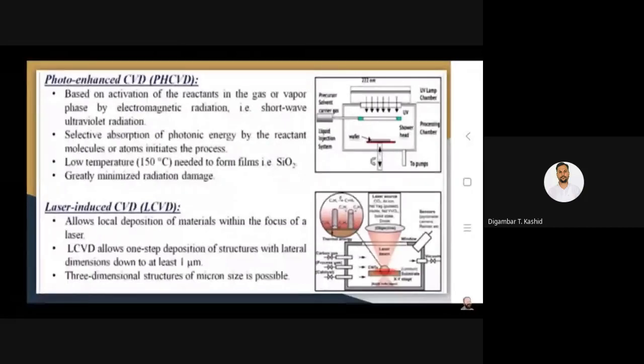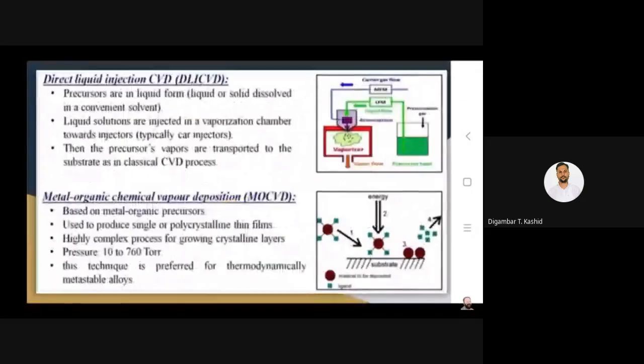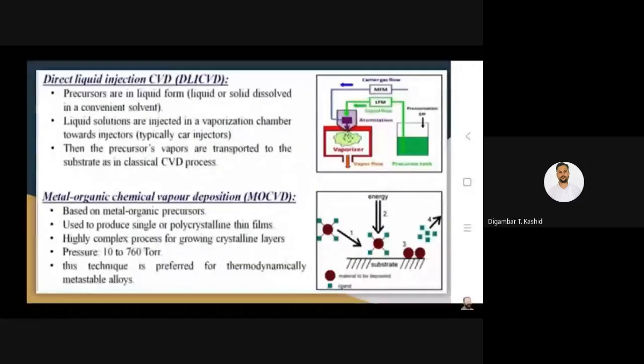Now let us go for the next, direct liquid injection CVD. Here a liquid or solid dissolved in a convenient solvent, the liquid solutions are ejected into a vaporization chamber through injectors, typically like a car injector. Then the precursor vapors are transported to the substrate as in the classical CVD process.